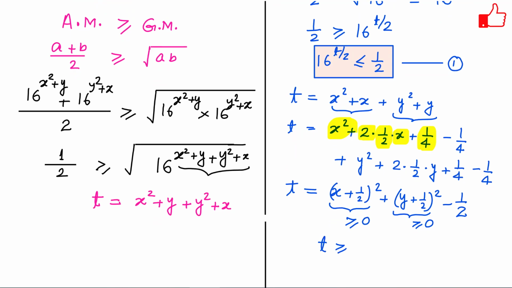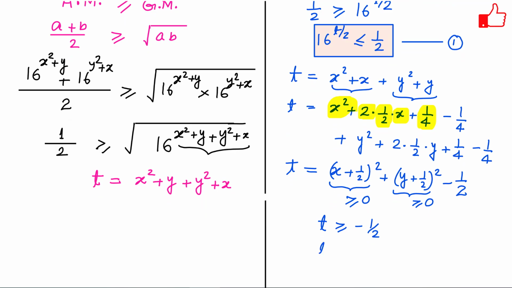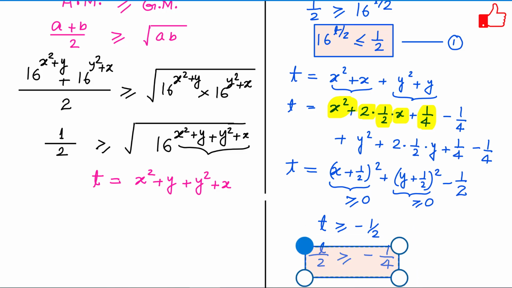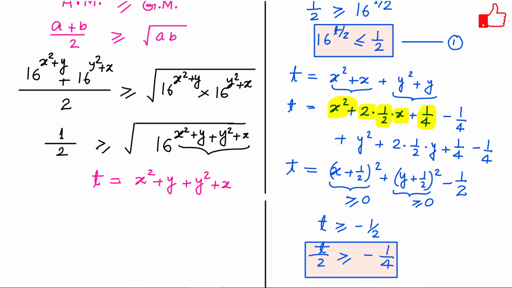So t is greater than or equal to minus 1 by 2, or I can say t by 2 will be greater than or equal to minus 1 by 4. So this is the lower limit on t, basically t by 2 here. So I will use this lower limit.